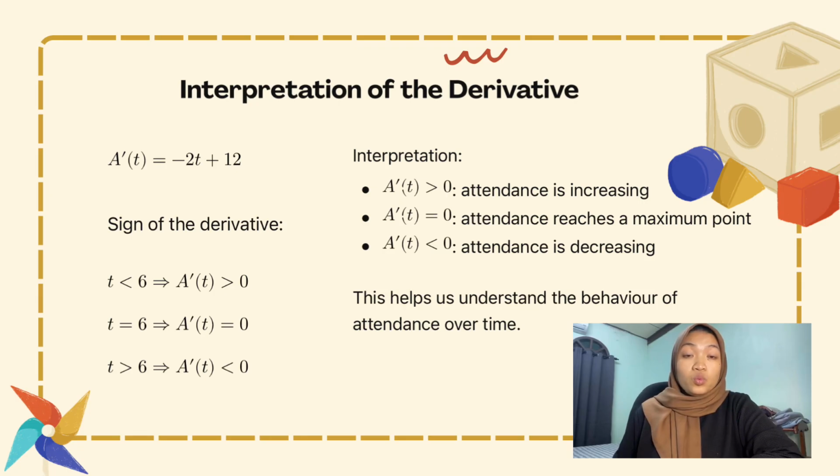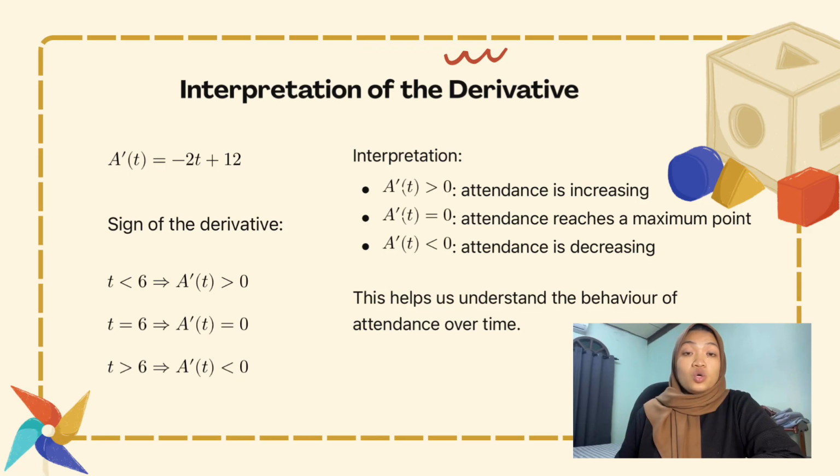Now, we analyze the sign of the derivative. When t is less than 6, A prime of t is greater than 0. This means attendance is increasing. When t equals 6, A prime of t is equal to 0. This means the rate of change stops for a moment and the attendance reaches its maximum point. When t is greater than 6, A prime of t becomes less than 0. This means attendance is decreasing.